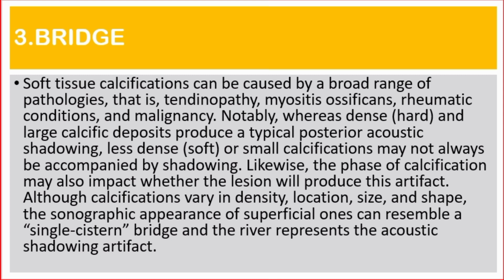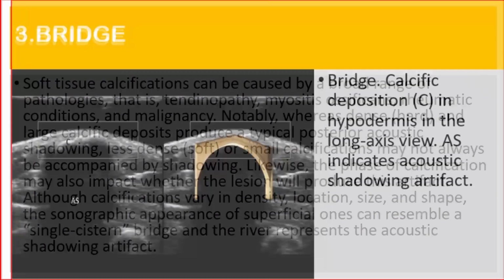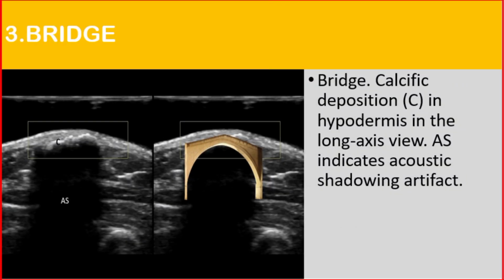Although calcifications vary in density, location, size, and shape, the sonographic appearance of superficial ones can resemble a single cistern bridge, and the river represents the acoustic shadowing artifact.